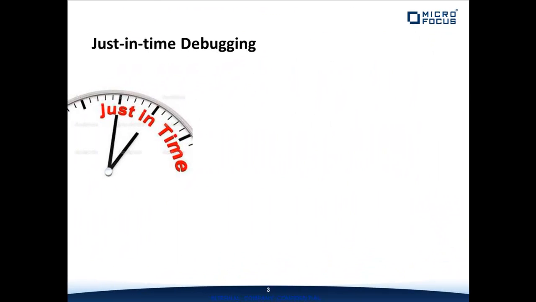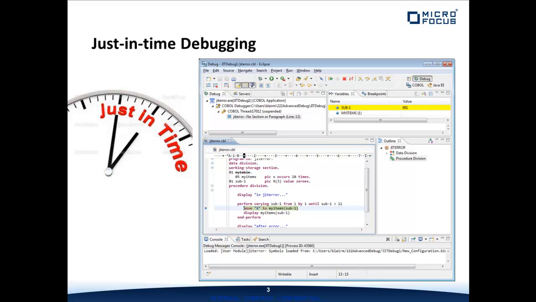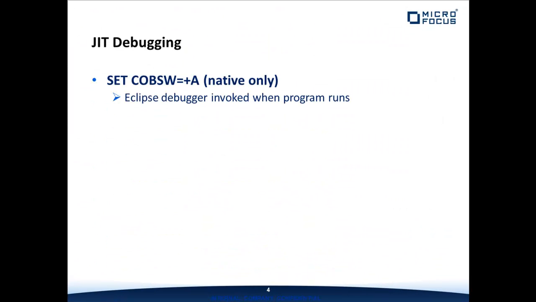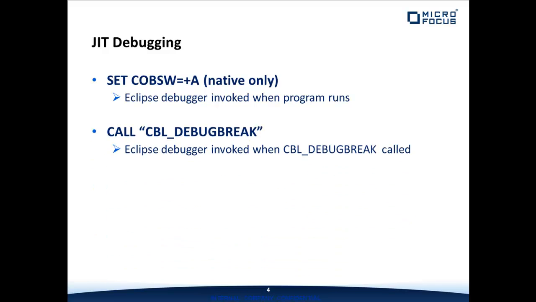Just-in-time or JIT debugging can be used to cause a running application to automatically invoke the debugger when required, or to generate a core dump file when an error occurs in production. Some of the JIT debugging options that are available to you are: set COB switch equals +A for native COBOL programs only. When you set this environment variable and run a COBOL program, the Eclipse debugger will automatically start. You can embed calls to COBOL debug break within your program, which will also start the Eclipse debugger.